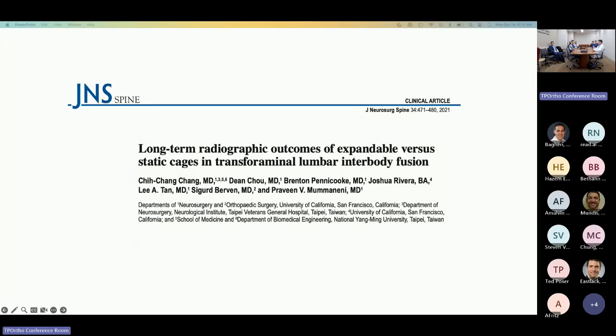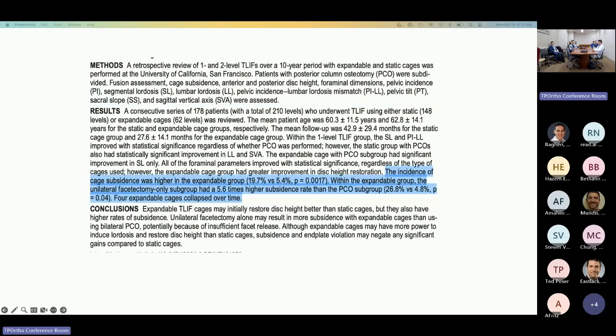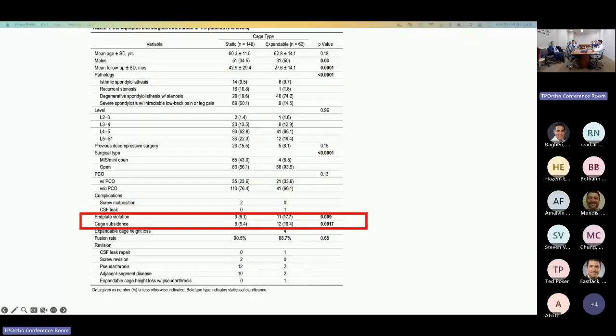And there is a fair amount of literature on this, both this study and then a more recent meta-analysis that I'll share at the end, which basically shows that the incidence of subsidence is a lot higher in expandables, like 20% compared to 5%. So basically a 4x increase. And if you take only one of the facets, then it's obviously much, much higher. So if you take both facets and things are a little looser, then you're going to have a lot less subsidence. And that's basically what shows here on the graph.